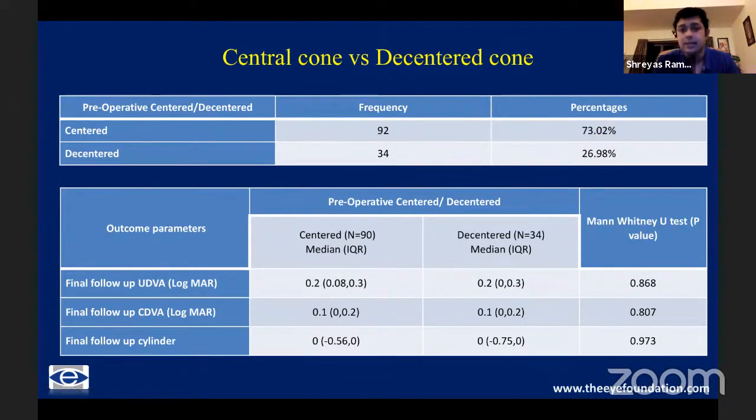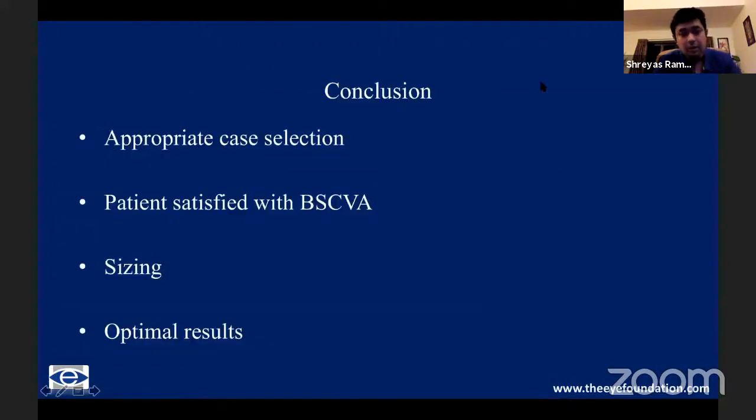And even in these decentered cones, as long as they had good spectacle corrected visual acuity and were adapted to their cones, these patients had excellent outcomes. The decentered cohort did not have worse outcomes than ones with the central cone. So appropriate case selection, with patients who are satisfied with their spectacle corrected visual acuity in these irregular corneas, is important.